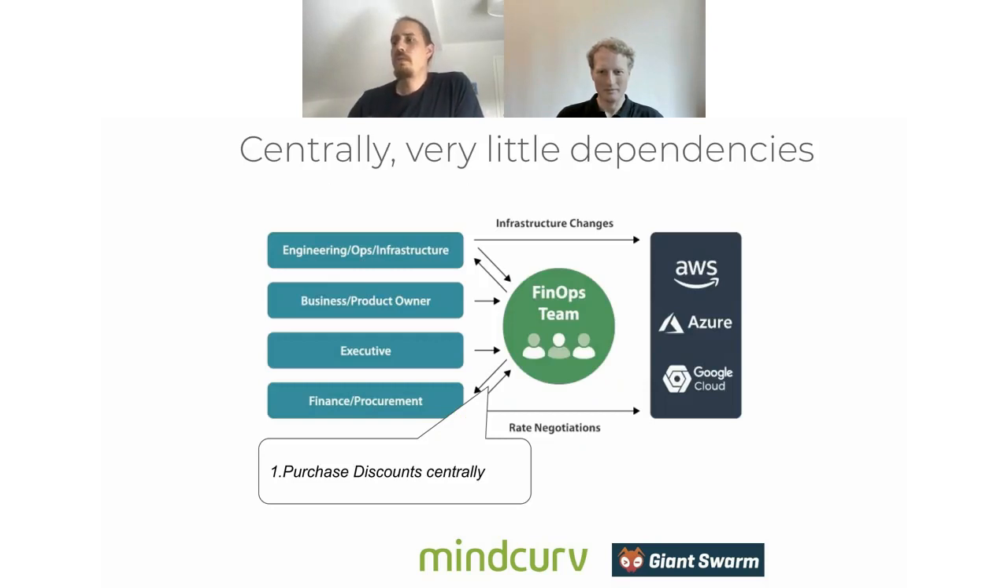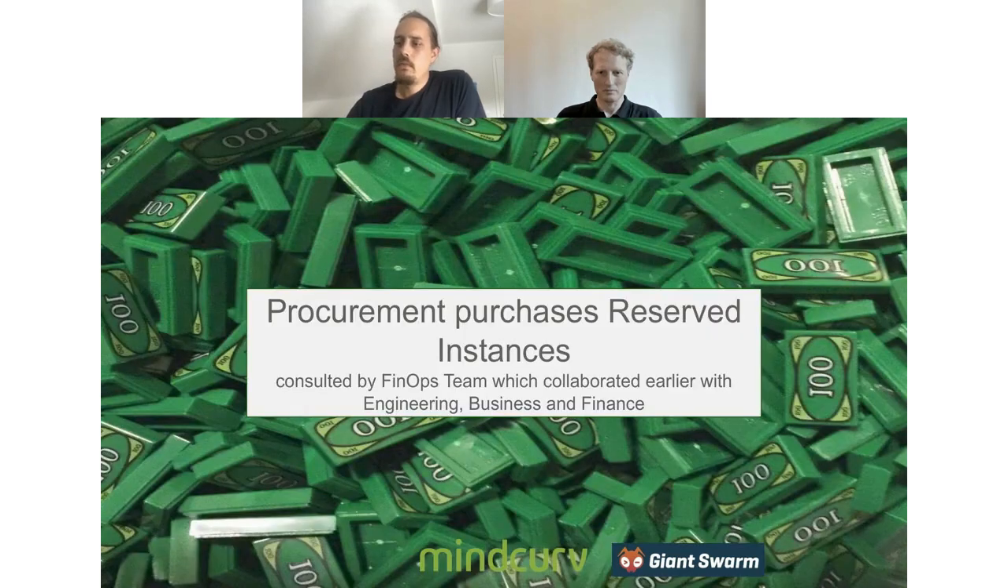Here we choose centrally, with very few dependencies. Let's purchase discounts. Speaking here of reserved instances, there are also enterprise discount programs, but let's take the very simple example. The FinOps team consulted the procurement after collaborating with engineering, business, and finance.